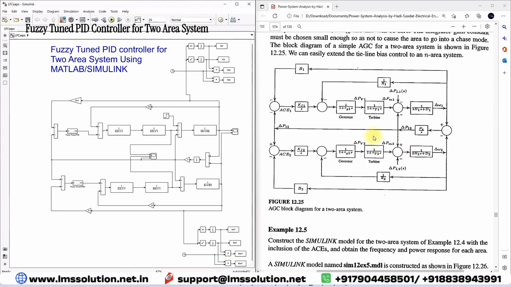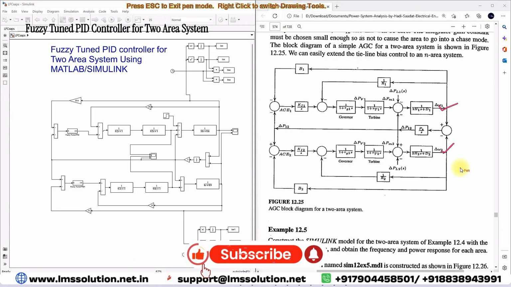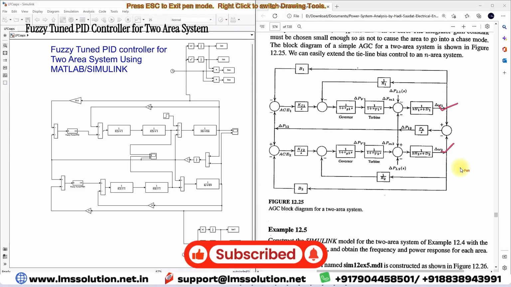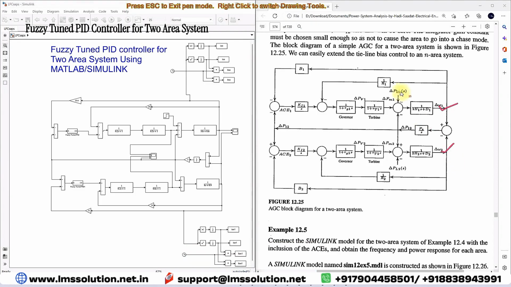Here we are going to maintain the change in frequency of area 1 and area 2 always equal to 0. That means we are going to exchange power from area 1 to area 2 and area 2 to area 1 based upon the change in load condition. Here you can provide the change in load command for area 1 and area 2, and then based upon the change in load command, we need to maintain the change in frequency almost equal to 0.